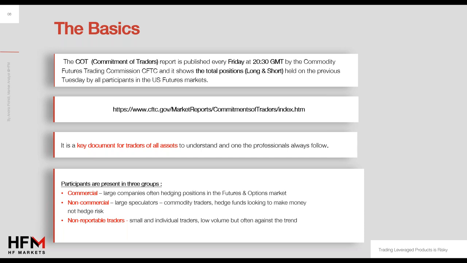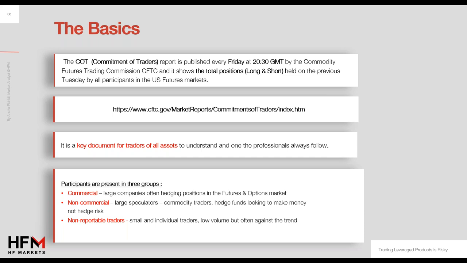According to the CFTC, the Commodity Futures Trading Commission, it covers each Tuesday's open interest of futures and options on futures markets in which 20 or more traders hold positions equal to or above the reporting levels established by the CFTC. What I mean by that is, by examining Tuesday's results and verifying on Wednesday, we have on every Friday the interest that there is in the market.